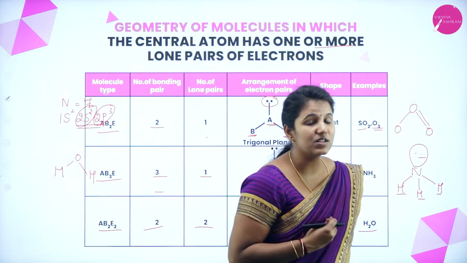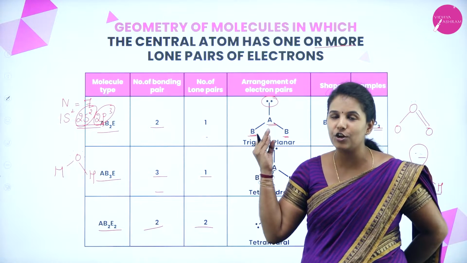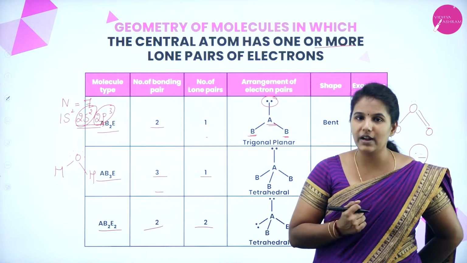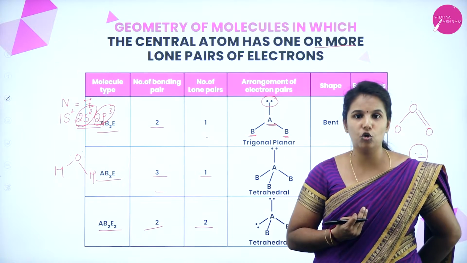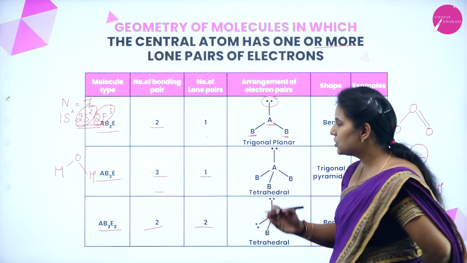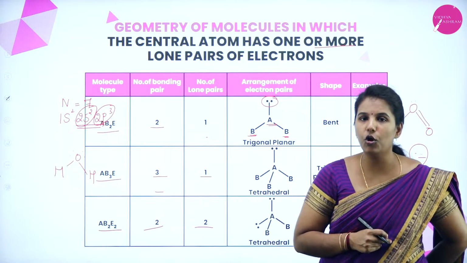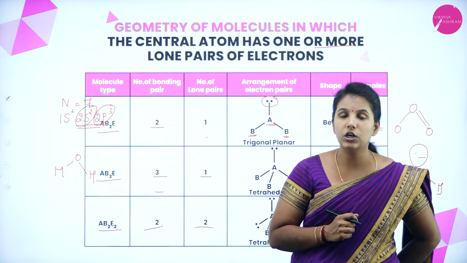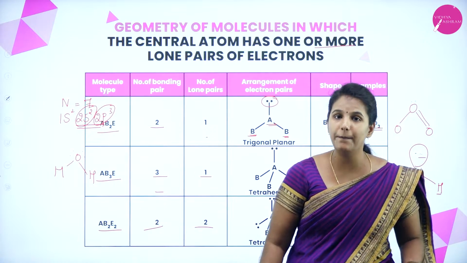Ma'am, why does it consist of 2 lone pairs of electrons? Again, you can write the electron configuration of oxygen, and you can understand how many electrons will act as lone pairs. Okay. So, in the case of the water molecule, it has 2 lone pairs of electrons and 2 bond pairs of electrons. Hence, it exhibits a bent shape.